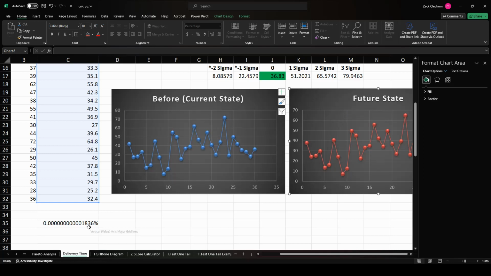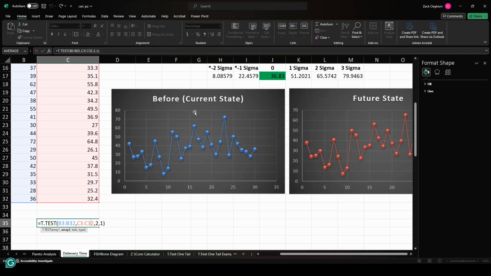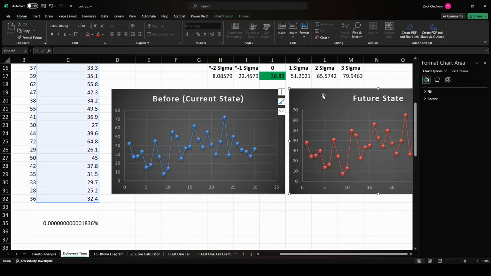What are people going to understand better, this data or two graphs that show a side-by-side comparison? You like pictures. Yes, dude.